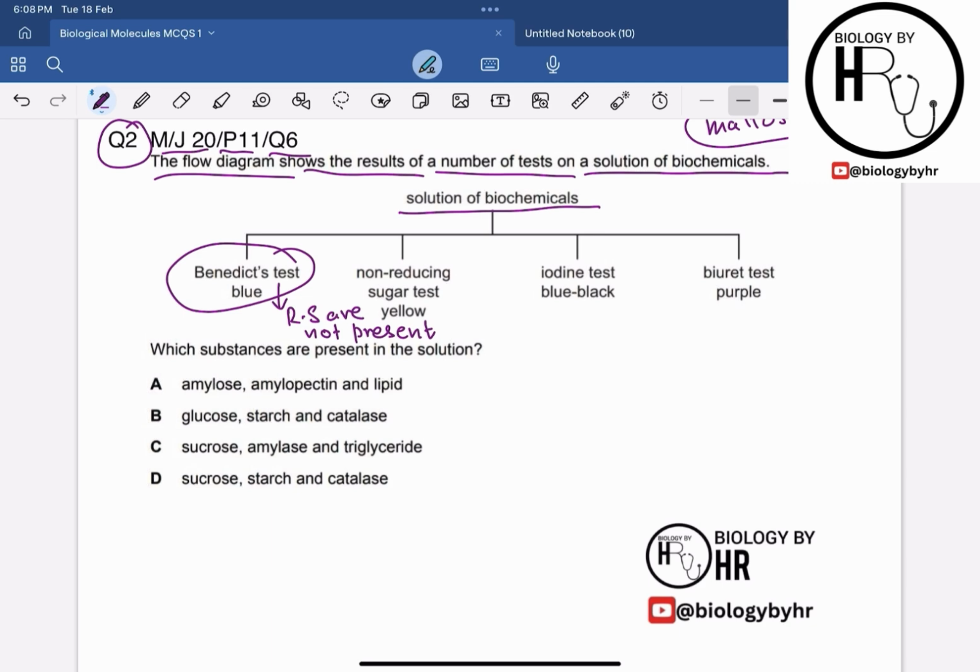And then it says the non-reducing sugar test is yellow. So if I do the Benedict test, it comes out blue. If I do the non-reducing sugar test, it turns out yellow, which means that non-reducing sugars are present. A very famous example of a non-reducing sugar, which is also in our syllabus, is sucrose.